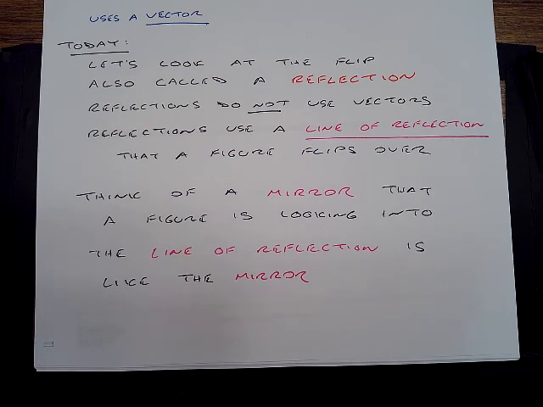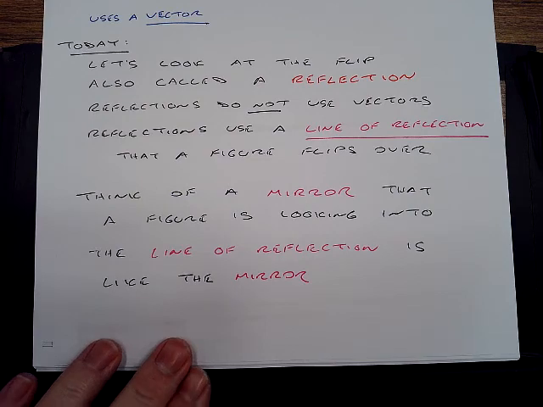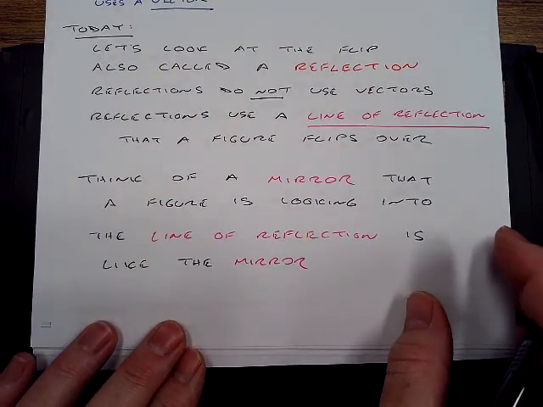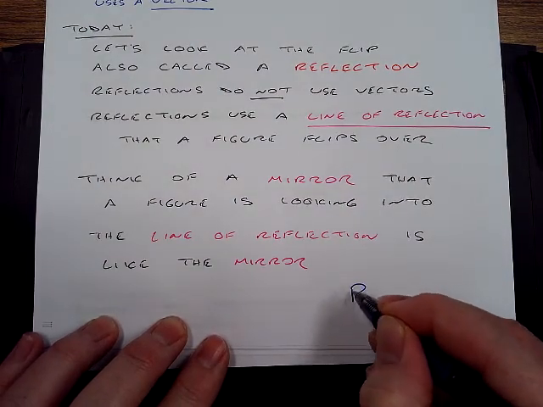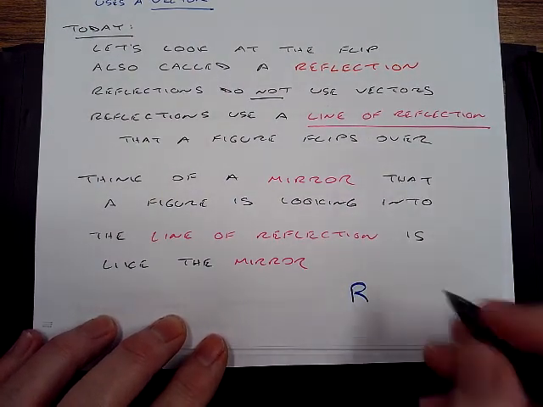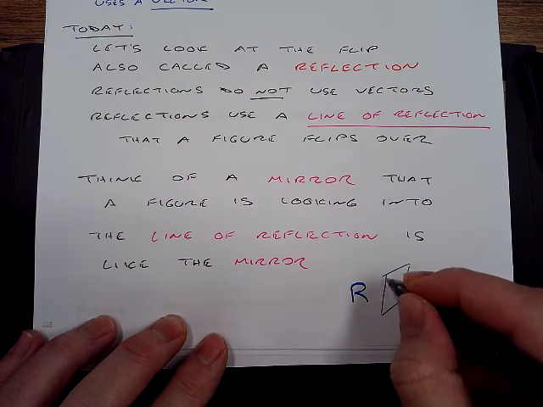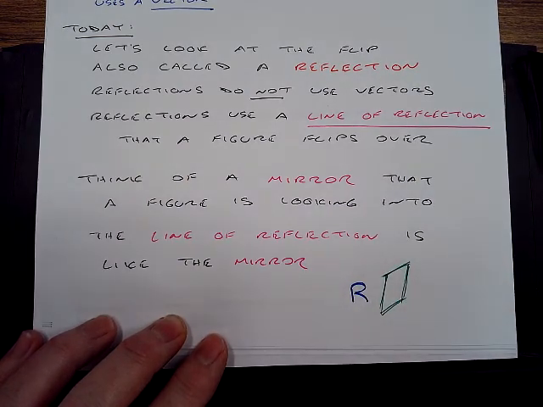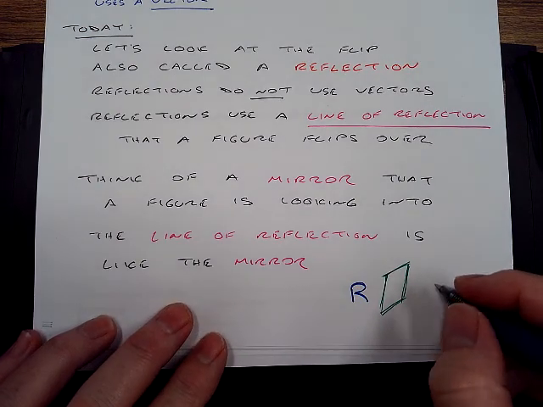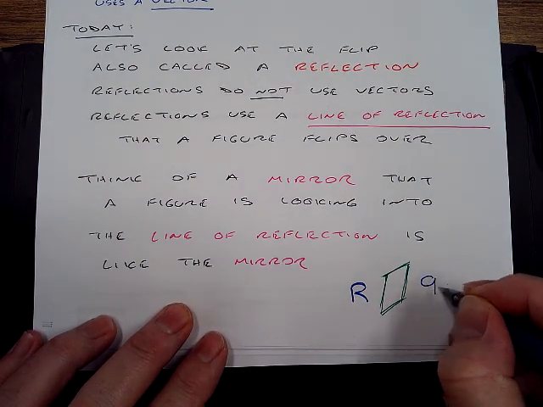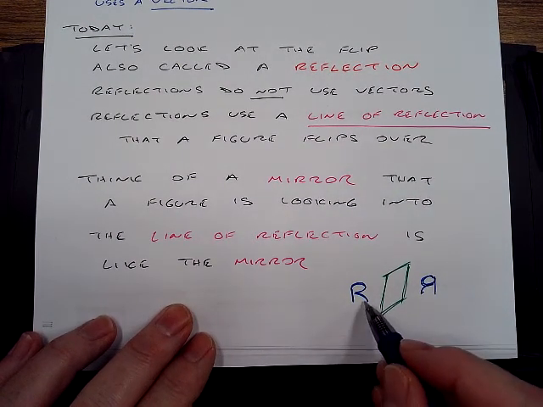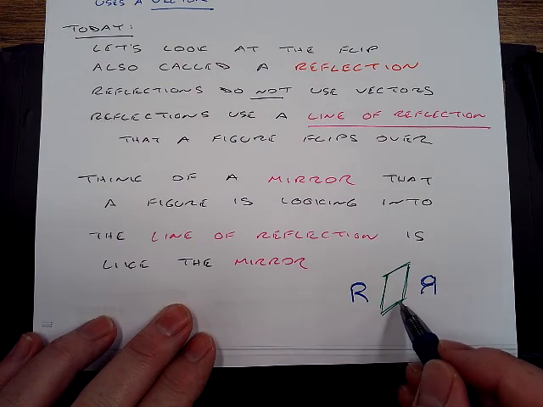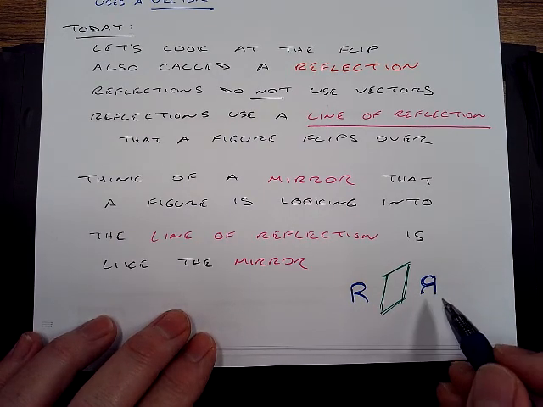So you have the original figure. Let's draw something here. Let's do R for reflection. Let's say R just got out of the shower looking in the mirror. And the green is going to be our mirror. On the other side of the mirror, R is reflected. So this is the original, this is the line of reflection, the mirror, and this is the new one. We're going to be doing the same thing.